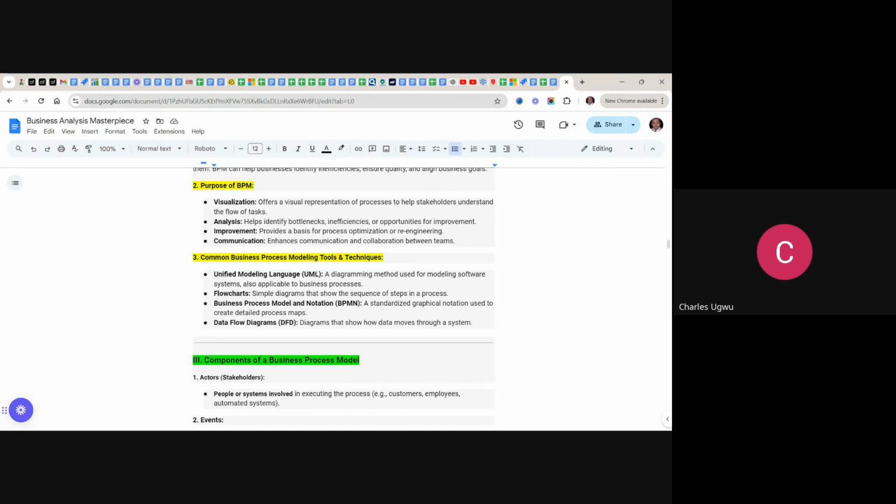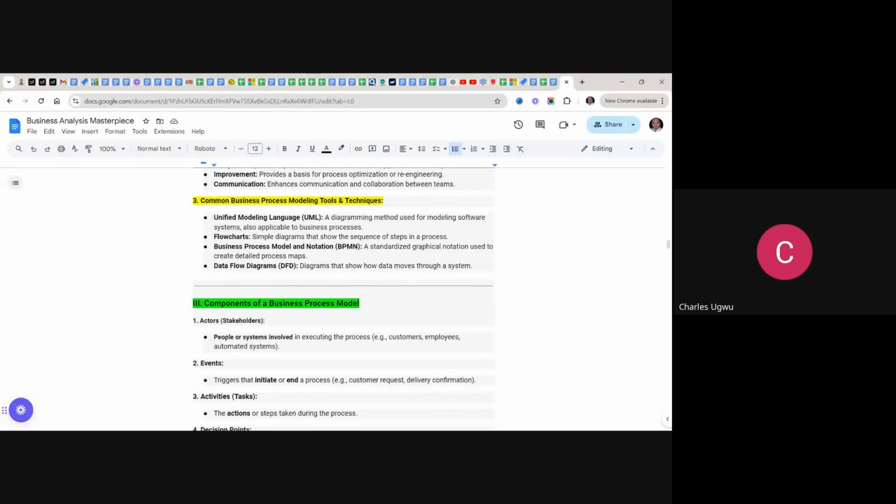So we are going to use them to do all this business process modeling, flowcharts. These are the tools we are going to use to model all the requirements we've gathered. But let's finish first. If we finish on time, then we'll do it. If we don't finish on time, then tomorrow we'll start doing the practical aspect of it.